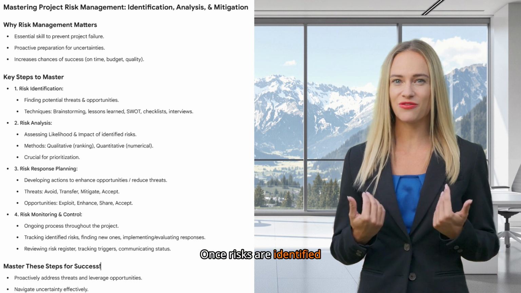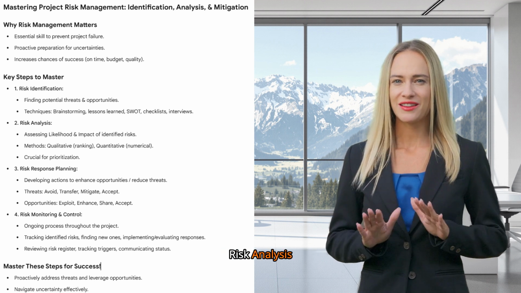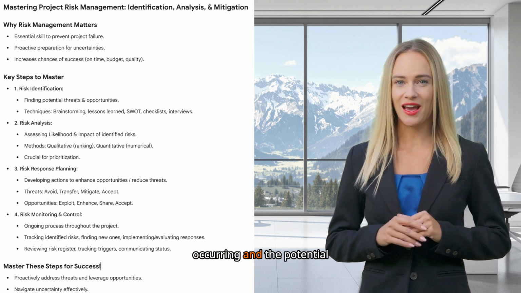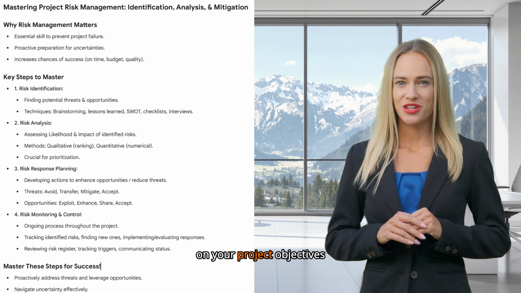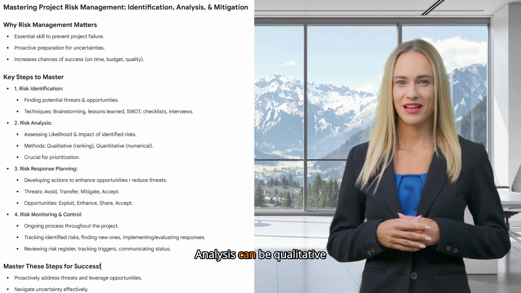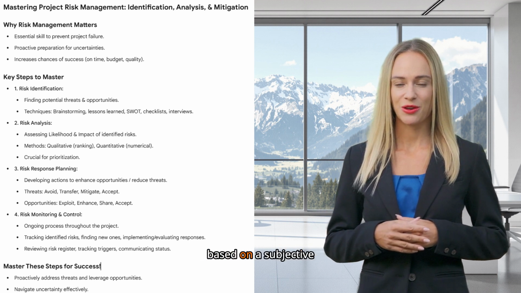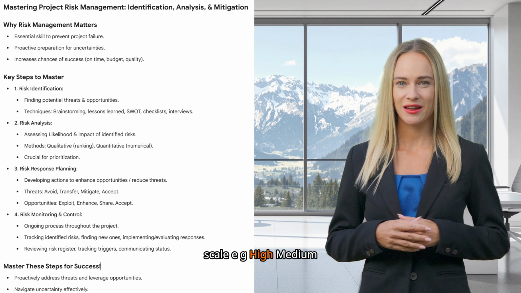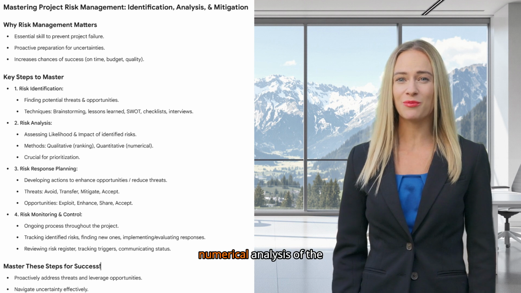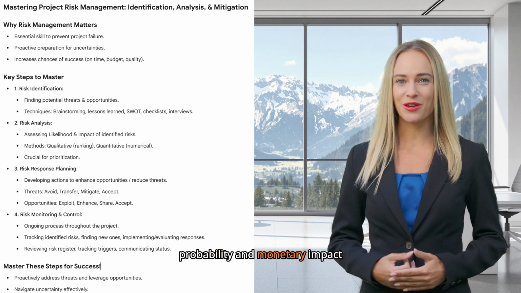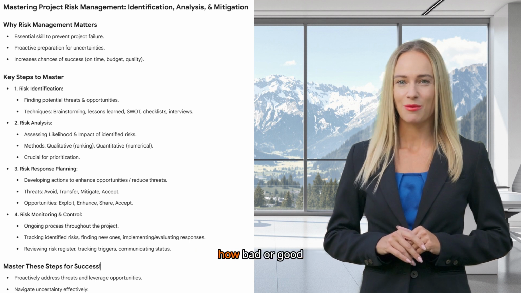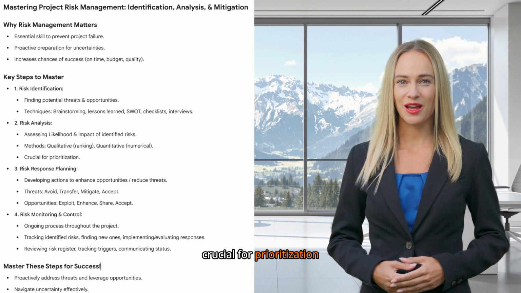Once risks are identified, the next step is risk analysis. This involves assessing the likelihood of each risk occurring and the potential impact it could have on your project objectives, like schedule, cost, scope, or quality. Analysis can be qualitative, where you rank risks based on a subjective scale, e.g. high, medium, low likelihood and impact, or quantitative, which involves numerical analysis of the probability and monetary impact. Understanding both the chance of something happening and how bad or good it would be is crucial for prioritization.